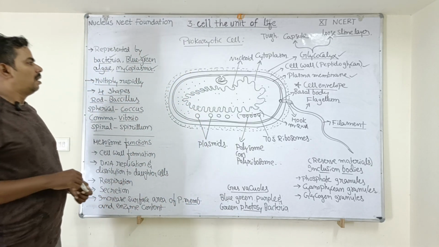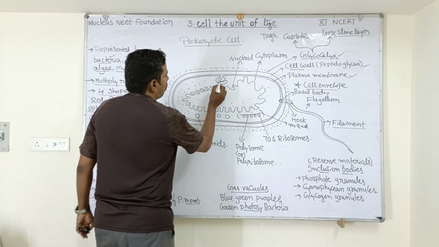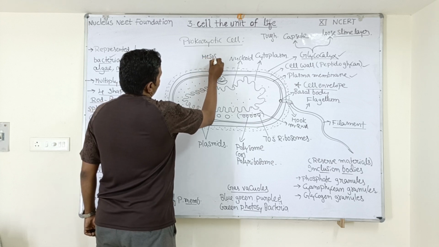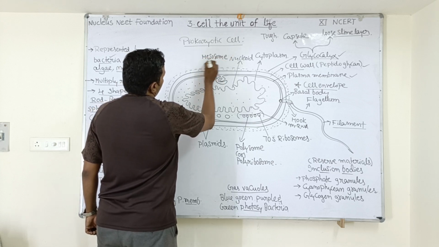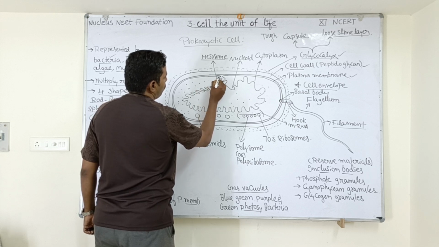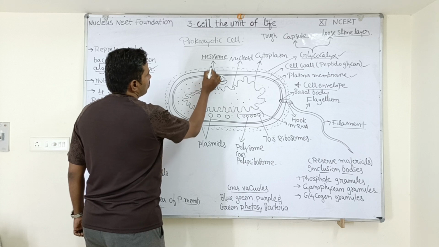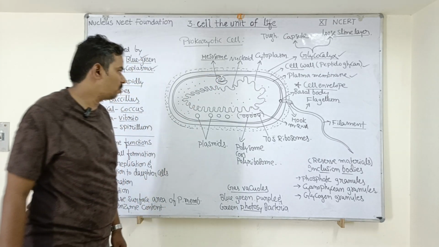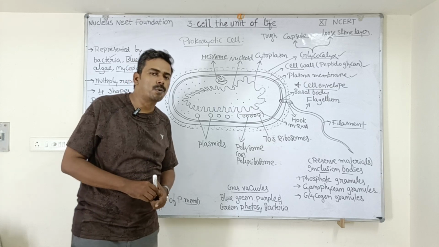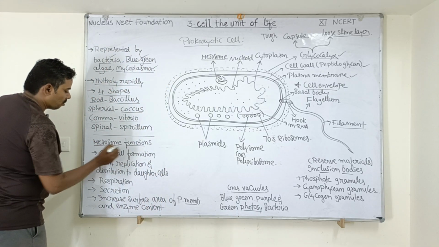Next, coming to an important structure called mesosome. What is mesosome, students? You can see here the plasma membrane forms an infolding. This infolding formed by the plasma membrane is called mesosome. The mesosome carries out several vital functions in the prokaryotic cell. Look here, the mesosome shows the following functions.